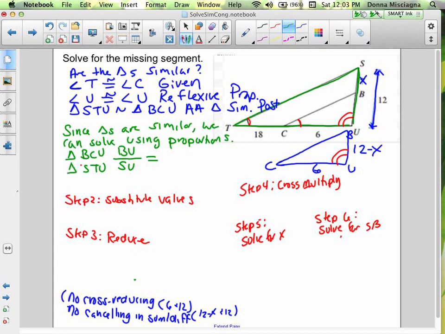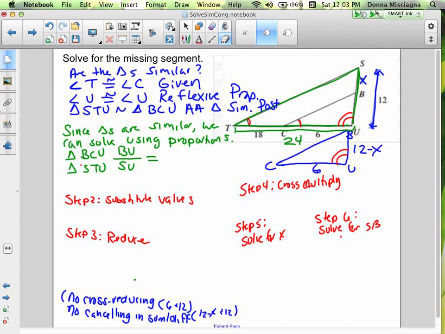I need another side in the triangle. Let's label the other side. We have the other side labeled in the smaller triangle, so let's label it in the bigger triangle. If we use 6, we'll be wrong. If we use 18, we'll be wrong. But if we use 24, we'll be right, because that side length there is 24. I need to stick with BCU in the numerator. 6 is the only other side I know in triangle BCU, and that's okay, because it corresponds with the only side I know in triangle STU. Oops, I didn't want to put the side measure in there.